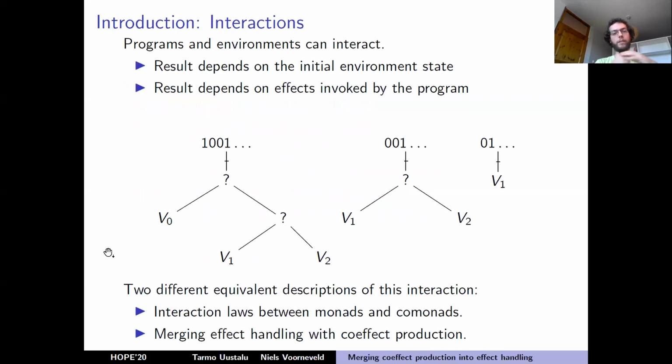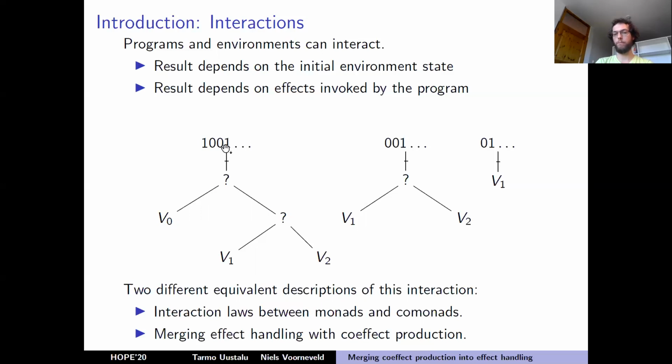And then when we combine the two, we can talk about interactions. And so once we have an interaction between program and environment, the actual result that the program gives, a particular value that it produces, depends on two things. Of course, it depends on which effects are invoked by the program, but it also depends on how the environment reacts to the effects, which is dependent on the initial state of the environment. A simple example would be when the program just asks for input of the environment, just asks for how to resolve a particular choice, and the environment is then represented by the stream.